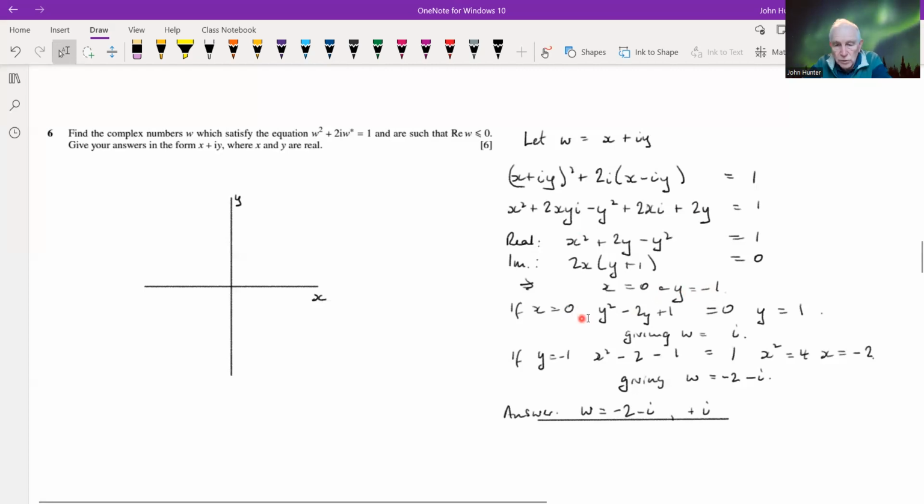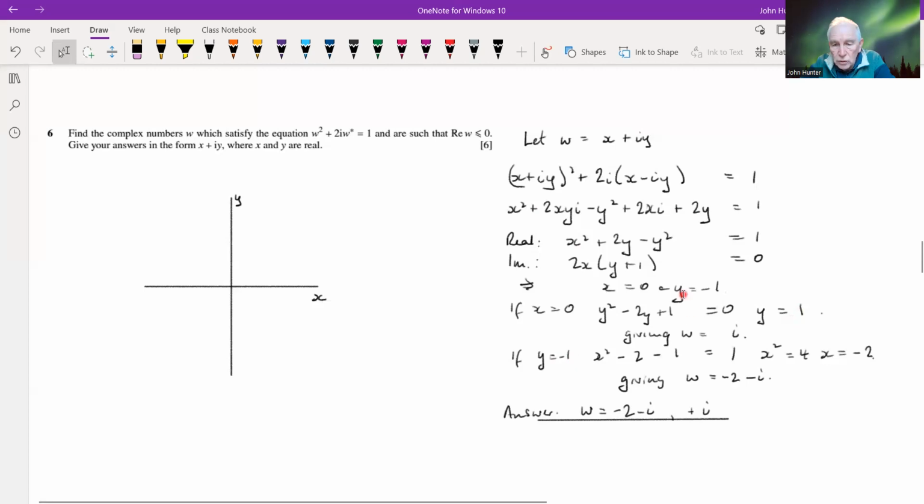So if x is equal to 0, substitute that in here, and we're going to end up with this quadratic equation made up of that y squared, that 2y, and that 1. This factorizes to (y minus 1) squared, so y equals 1 is our solution. So x equals 0, y equals 1. Just looking at what W is, well, that is just basically W equals i here on the Argand diagram.